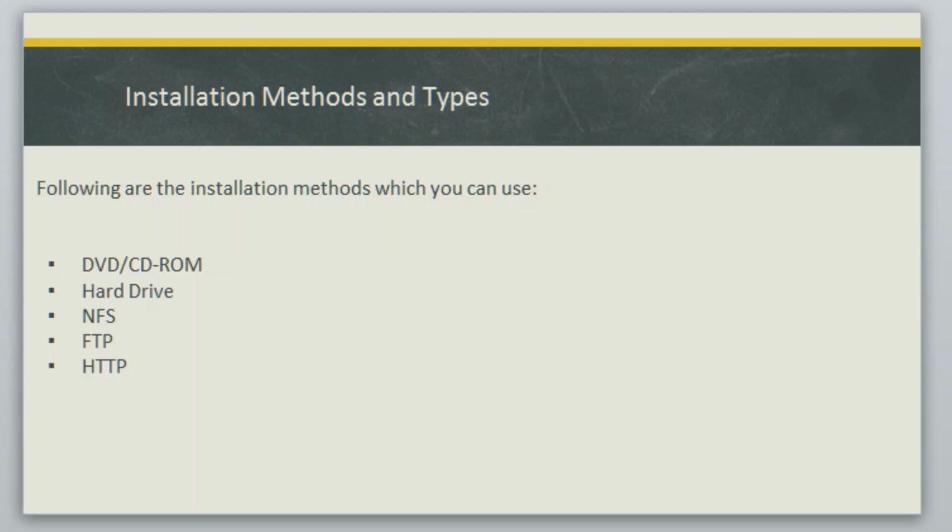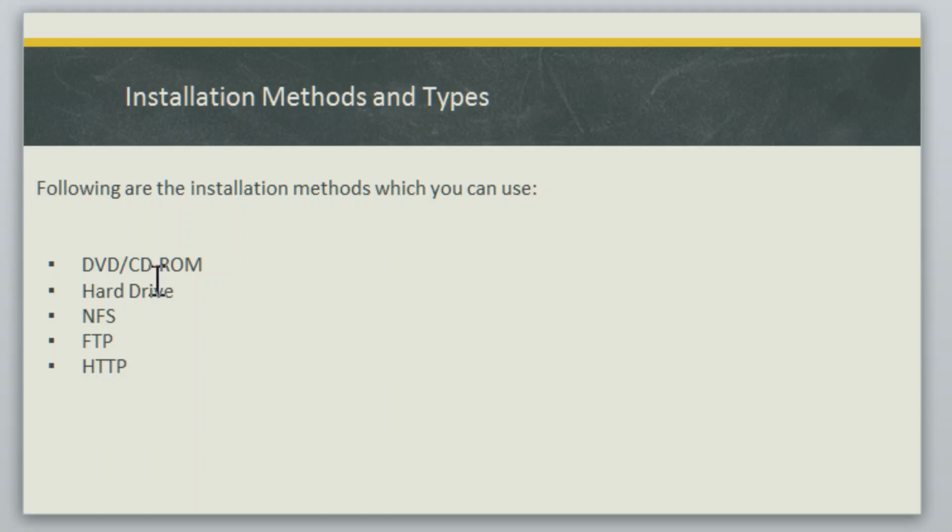Alright, let's go ahead and talk about installation methods and types. Below you're going to see the various methods to use when installing the Linux machine. The first one we have is DVD and CD-ROM. Typically this isn't going to be used anymore. Instead we're going to use the following four more frequently.